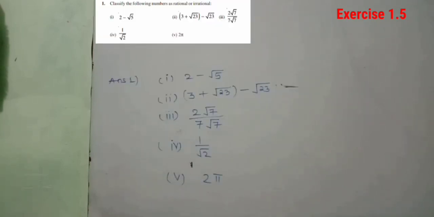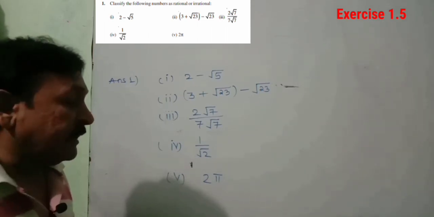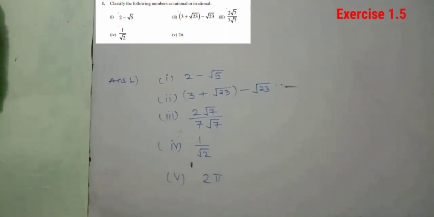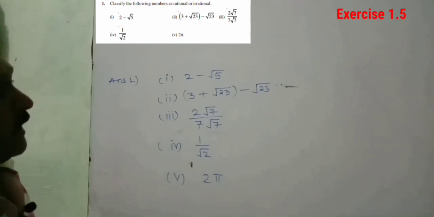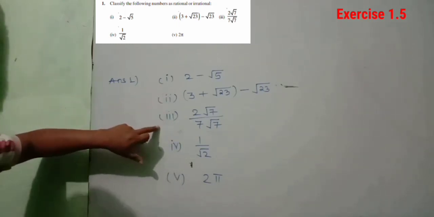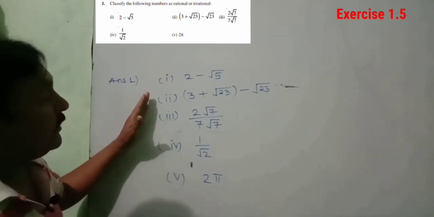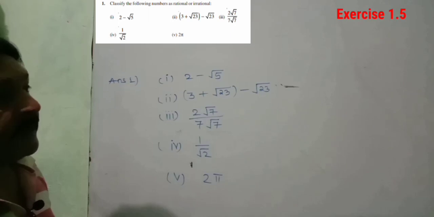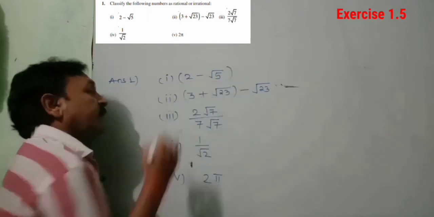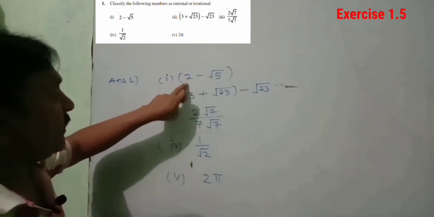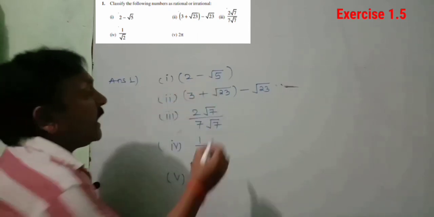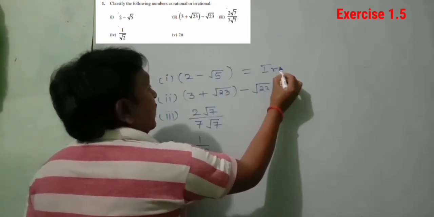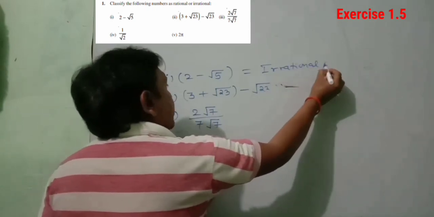Okay students, now see on the board question number 1 of exercise 1.5. In this question there are 5 parts, and we have to classify the numbers as rational or irrational. Means these 5 parts are given and we have to tell whether they are rational or irrational. See the first part: 2 minus root 5. I have just told you, if I do the subtraction between a rational and an irrational number, then in return I will get an irrational number.